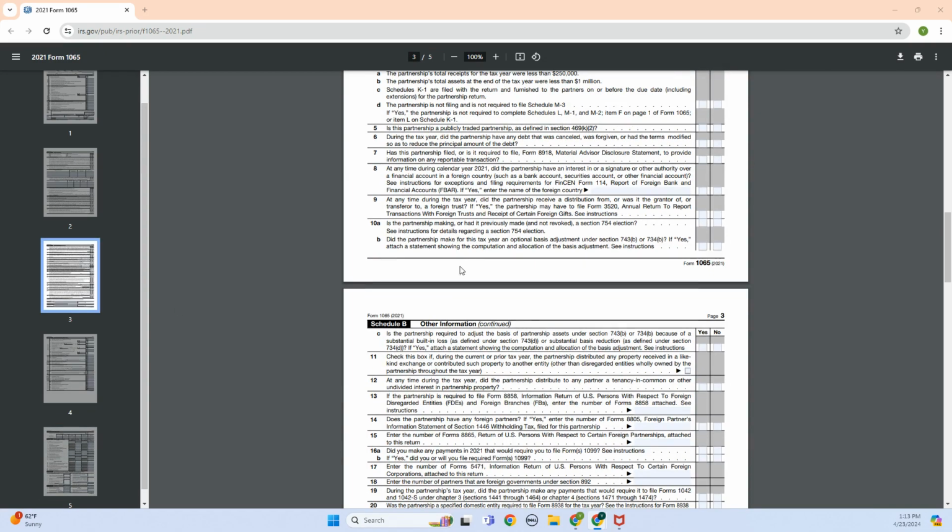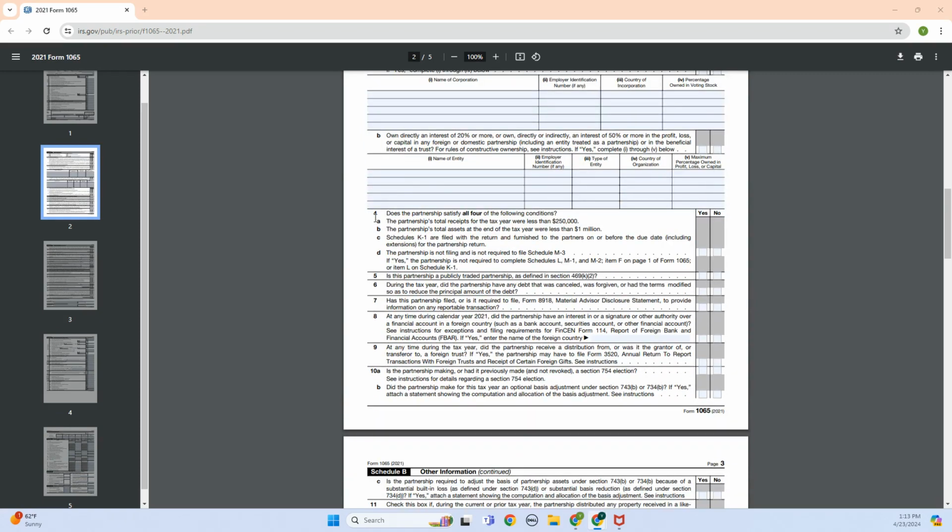What is that criteria? Again, when you're reading through the questions, you will see it is question number 4. Does the partnership satisfy all 4? Gross revenue, gross receipts under 250,000, total assets under $1 million, and a few other items that allow you to blank out the entire thing.